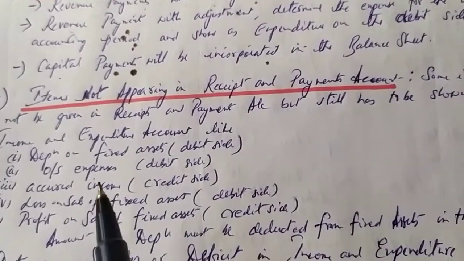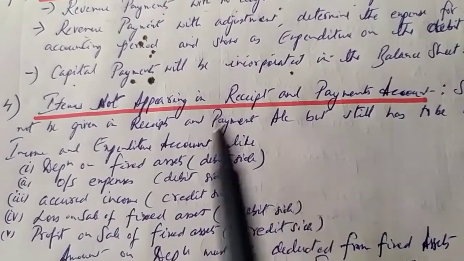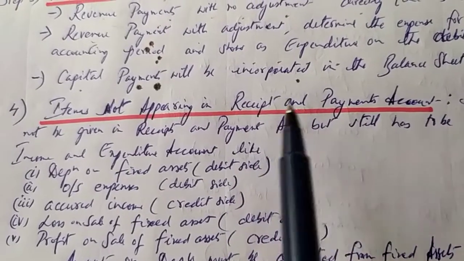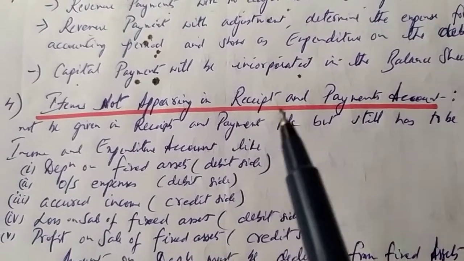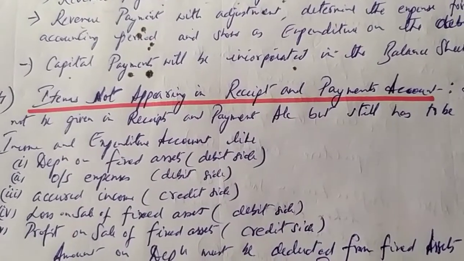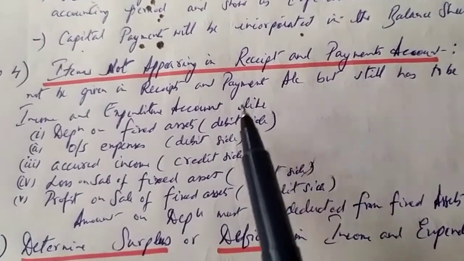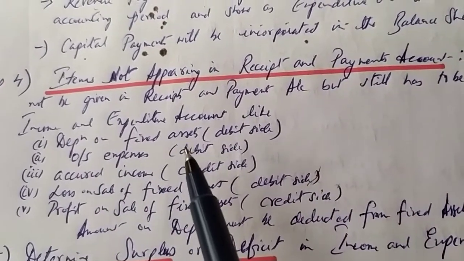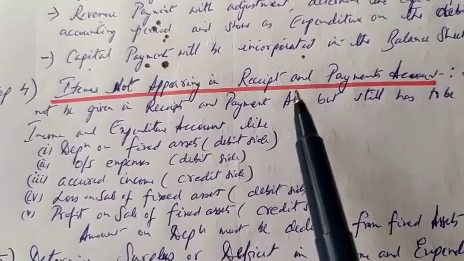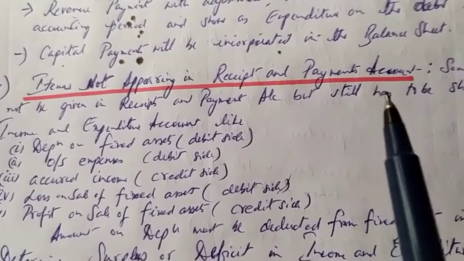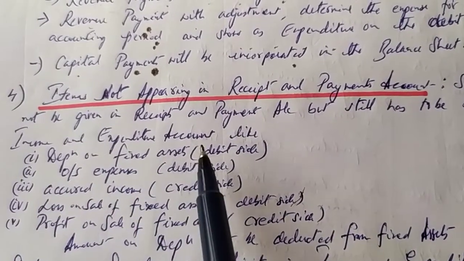Apart from these, there may be some items which are not appearing in the receipt and payment account, but still we have to incorporate them in the income and expenditure account or the balance sheet. These are the items which may be there in the additional information, or they have to be calculated separately. We still have to show them when you prepare the income and expenditure account.